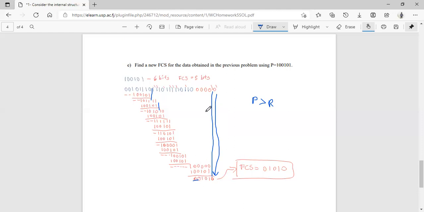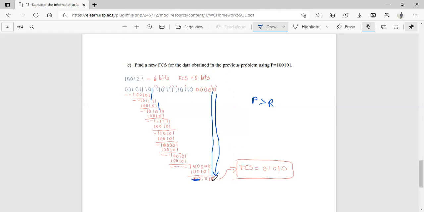In this particular case, after bringing the last bit down, you are just left with 4 bits. You don't have any extra bits left. You have brought the last bit down, so you are left with 4 bits. So we stop at this particular place. We are left with the value 1010. We can ignore the first two zeros. Our FCS has to be 5 bits long.